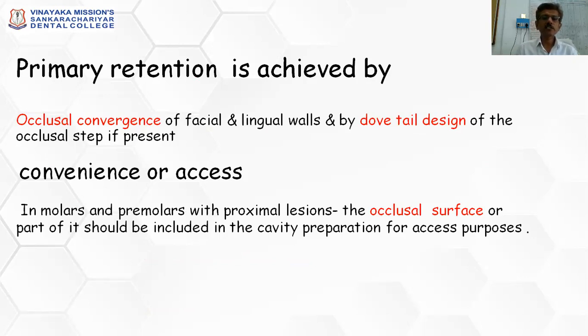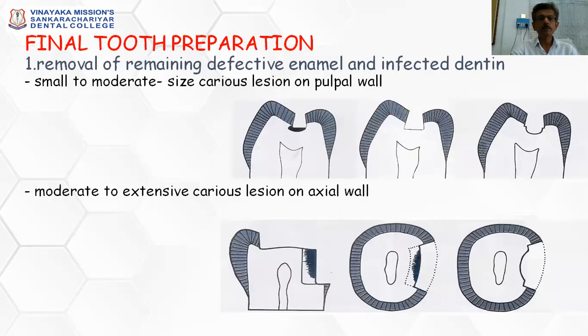Primary retention form is achieved by occlusal convergence, facial and lingual walls by dovetail design of the occlusal step present. Convenience or access in molars and premolars: the proximal lesions and the occlusal surface or part of it should be included in the cavity preparation for access purpose only.